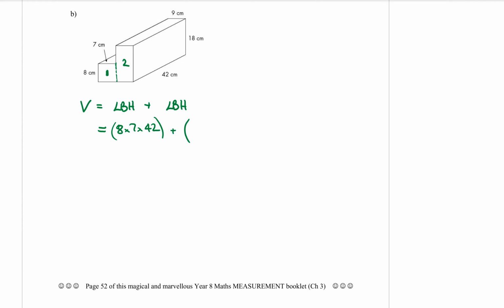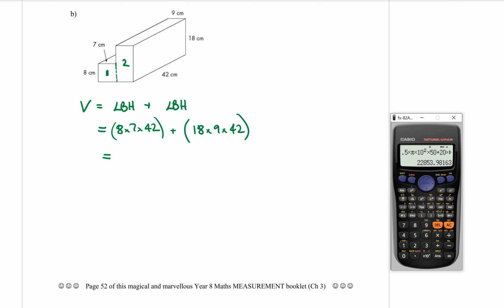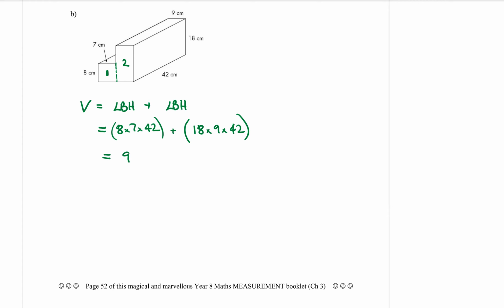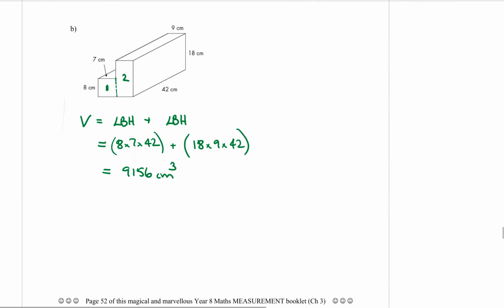Plus, now the big one, the height of that is 18. The breadth here is 9 and the 42. So 18 times 9 times 42. And calculate. 8 times 7 times 42 plus 18 times 9 times 42. 9156. And centimeters cubed for volume. And we're done.